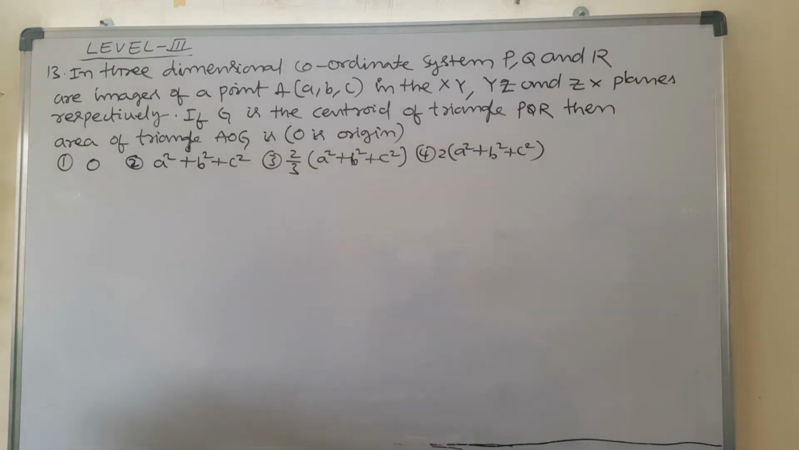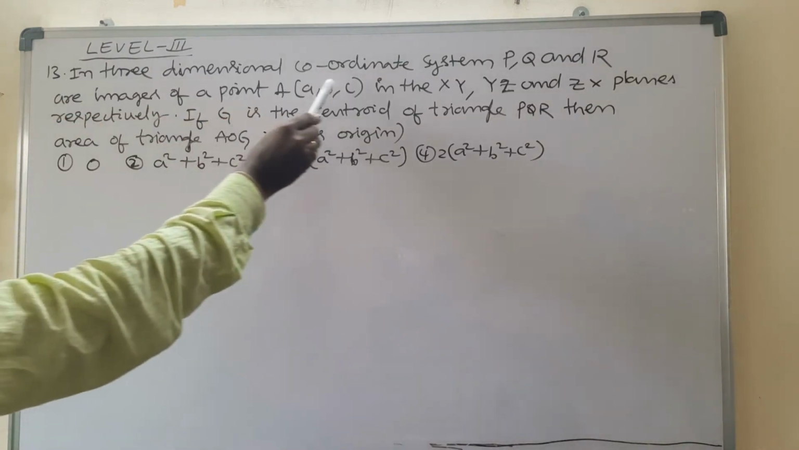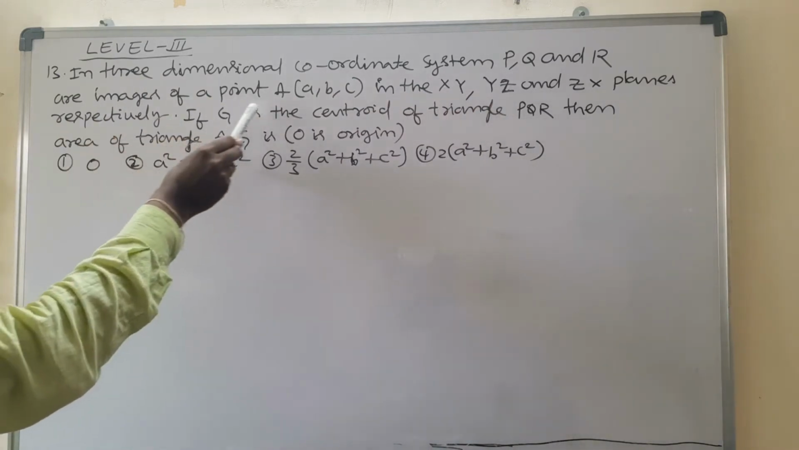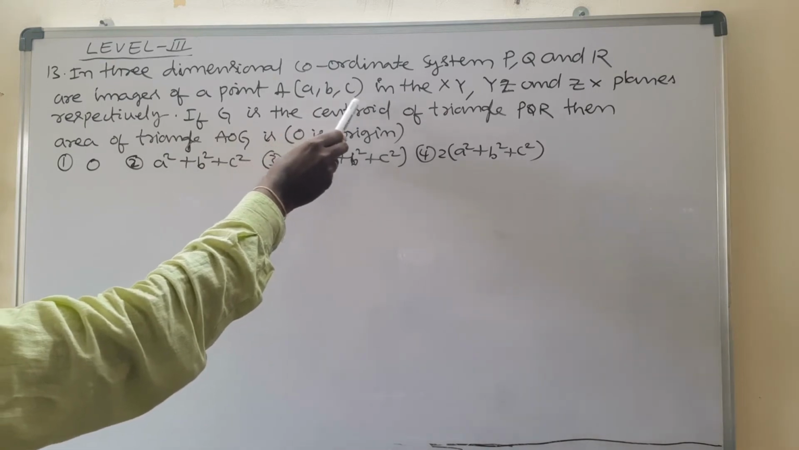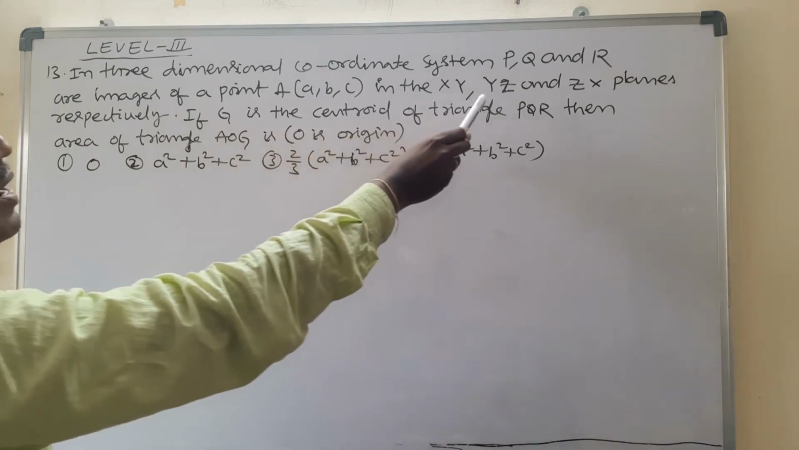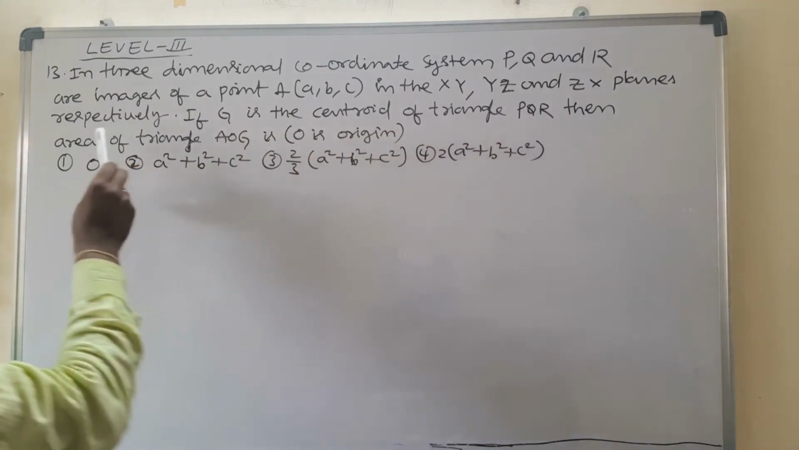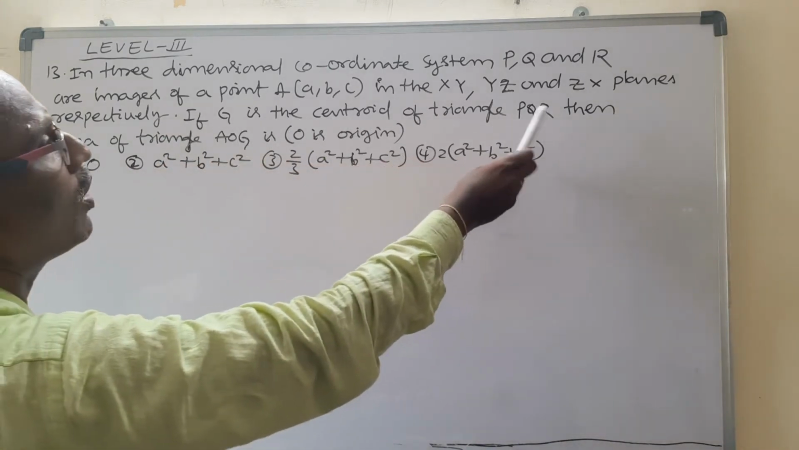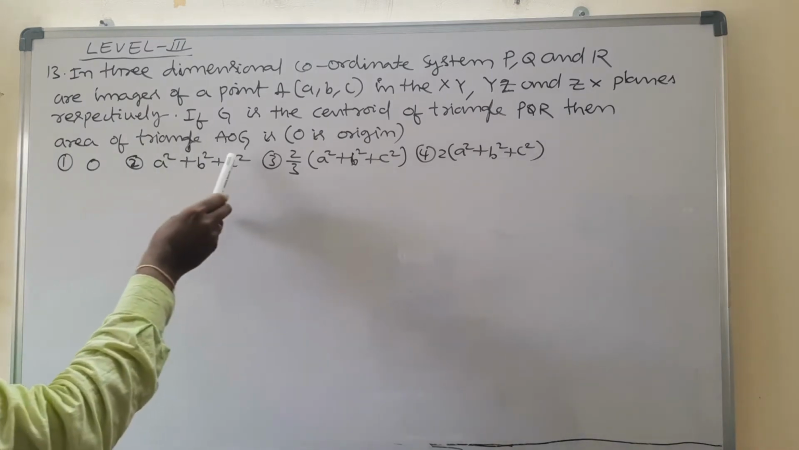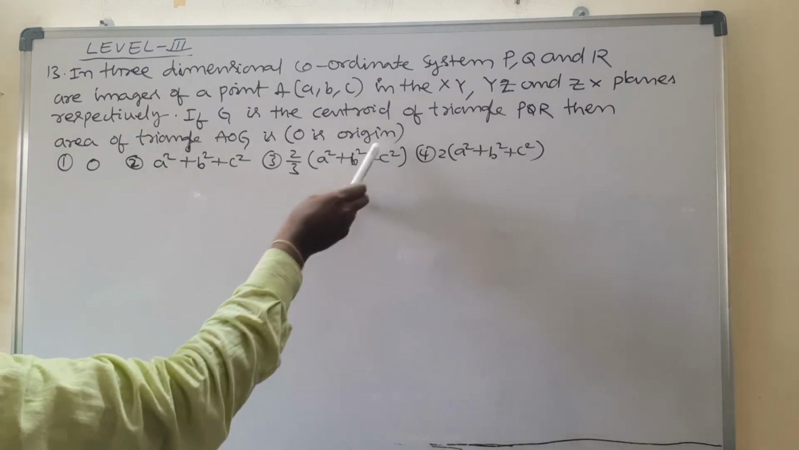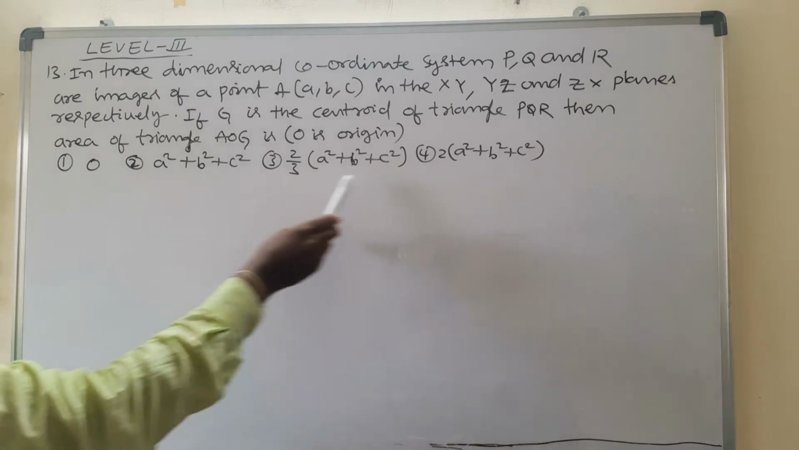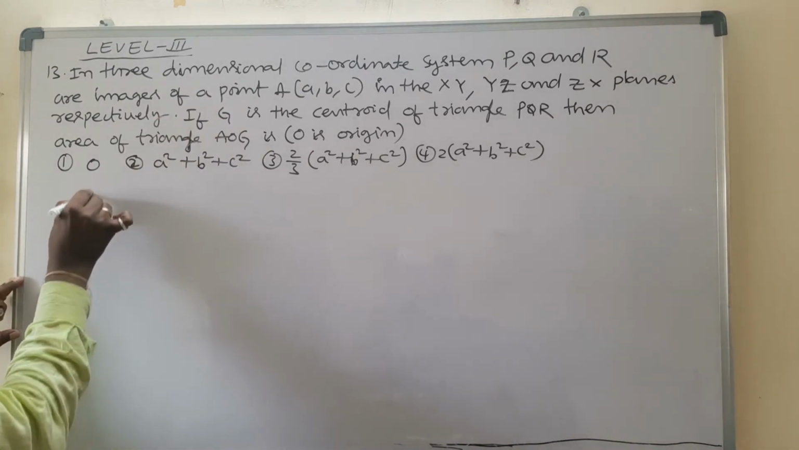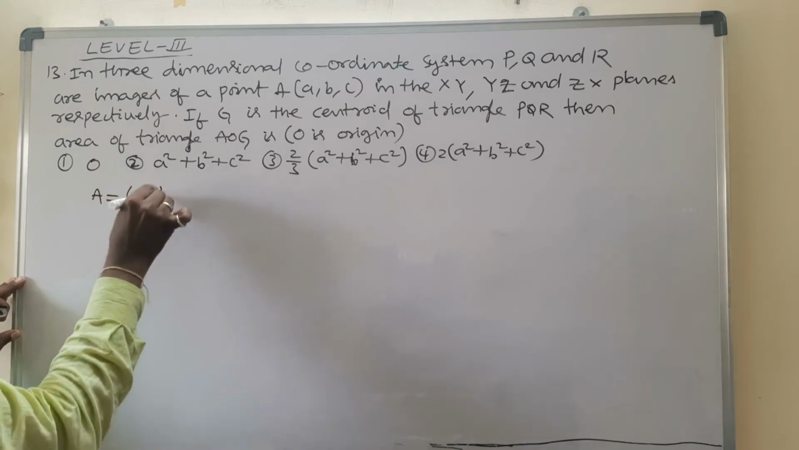Question number 13. In a three-dimensional coordinate system, P, Q and R are images of a point A, B, C in the xy, yz and zx planes respectively. If G is the centroid of triangle PQR, then find the area of triangle AOG, where O is the origin. These are the four options given. In this problem, capital A is given as A, B, C.